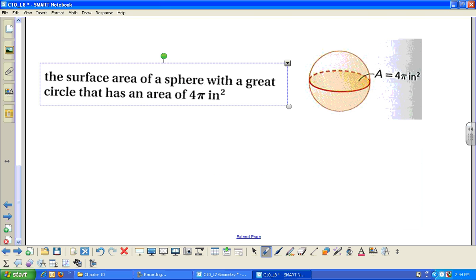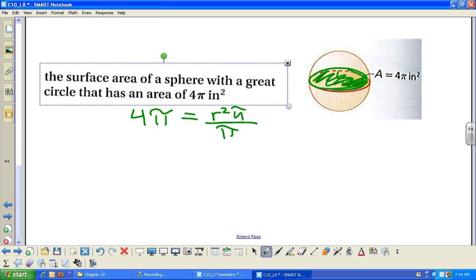Now the surface area of a sphere with a great circle has an area of 4 pi inches squared. Great circle means this circle right here, the circle that is end to end. So if that is equal to 4 pi, the area of a circle is radius squared times pi. So if I'm looking for r, I'm going to divide by pi on both sides of the equation first. And 4 is equal to r squared. The opposite of squaring something is taking the square root. So my r is equal to 2.